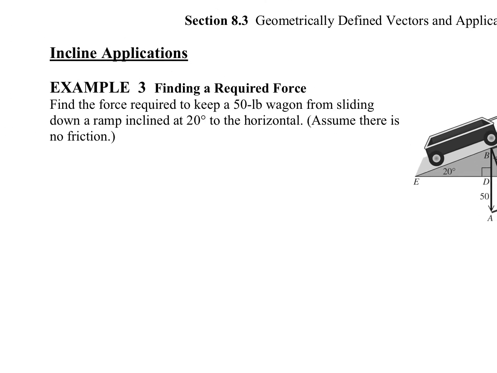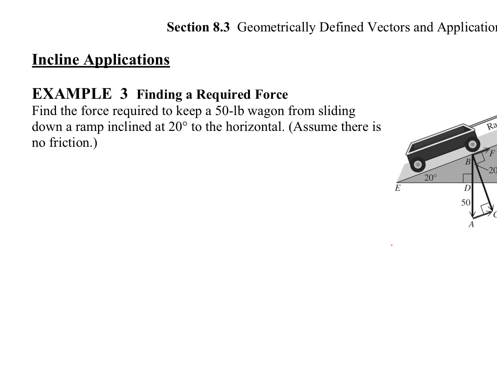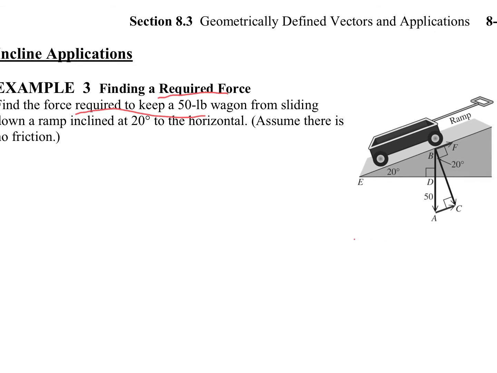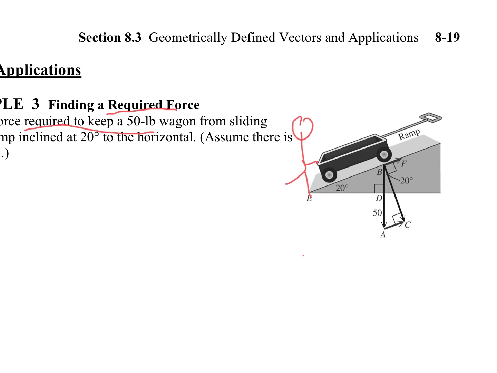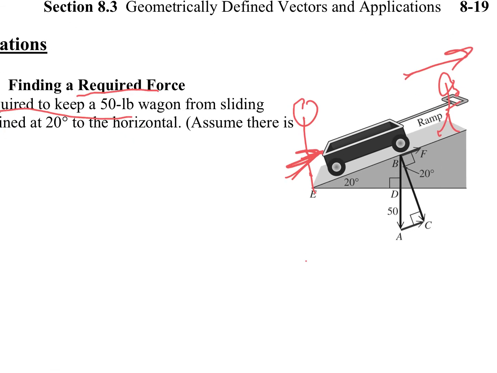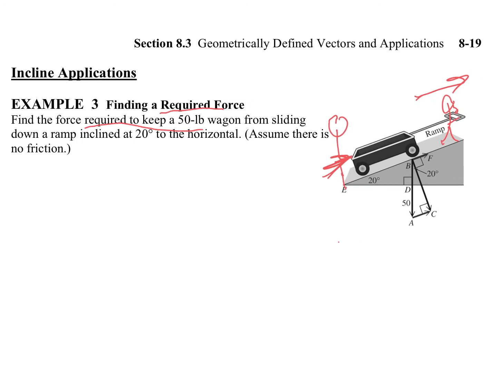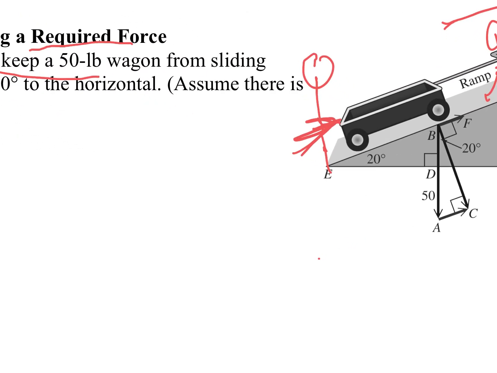Okay, here's our first incline problem. Find the force required to keep a 50-pound wagon from sliding down. If you're standing here holding that wagon, or holding it up here, whatever, you're either going to have the force going that way, or it's still going to go that way, still the same force. So there's your idea of the force, and we do know the incline is 20 degrees. It's labeled already.